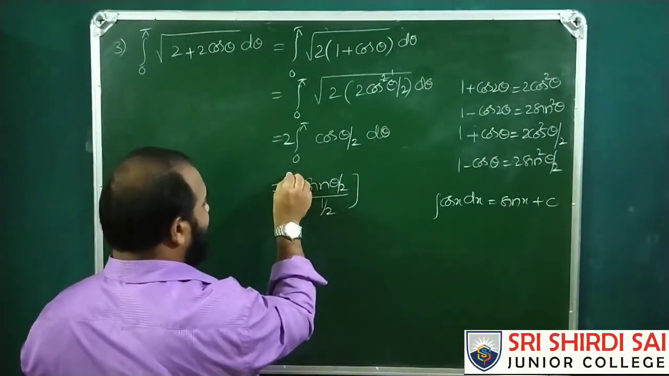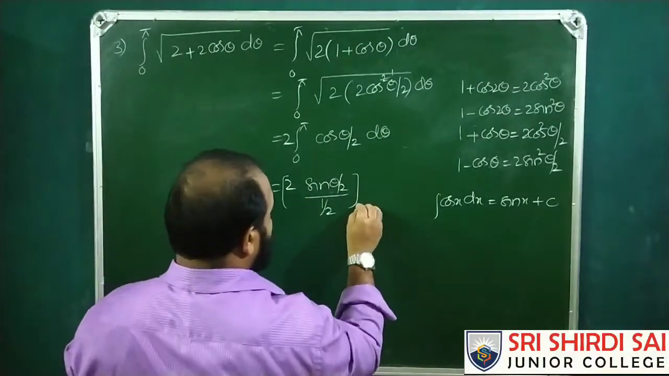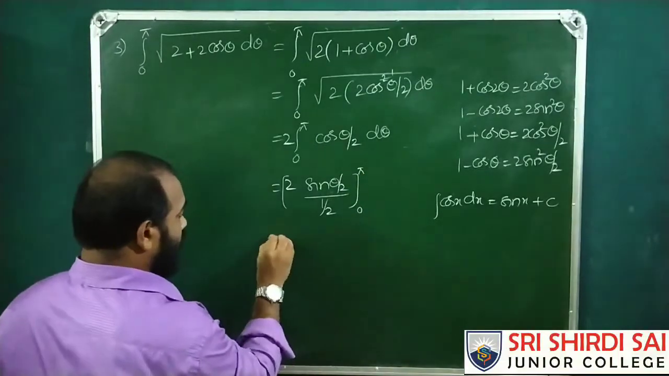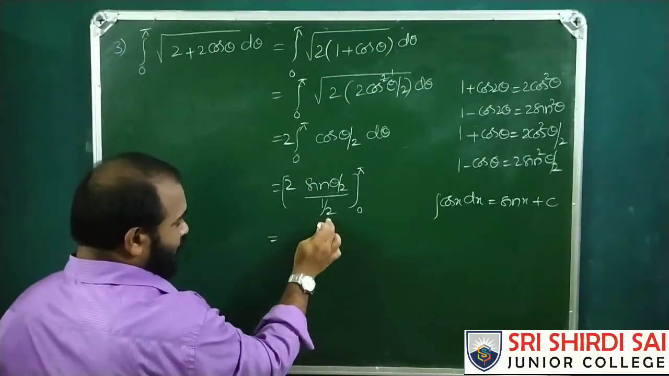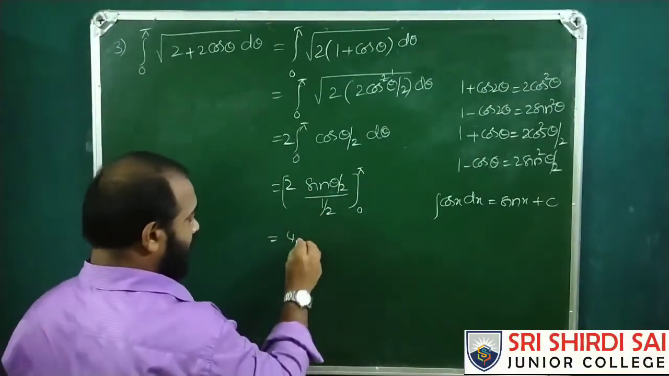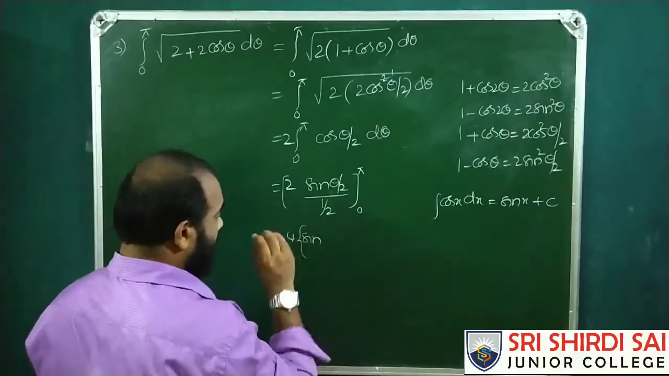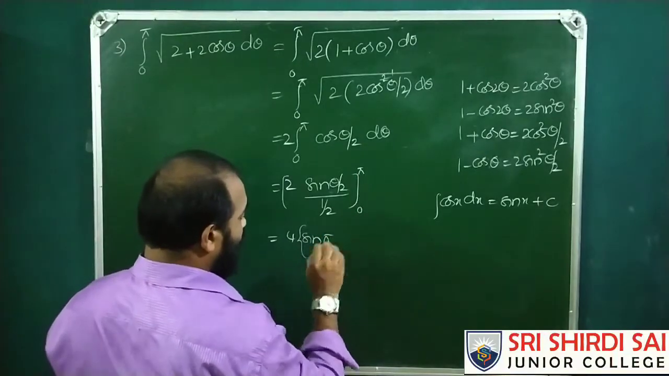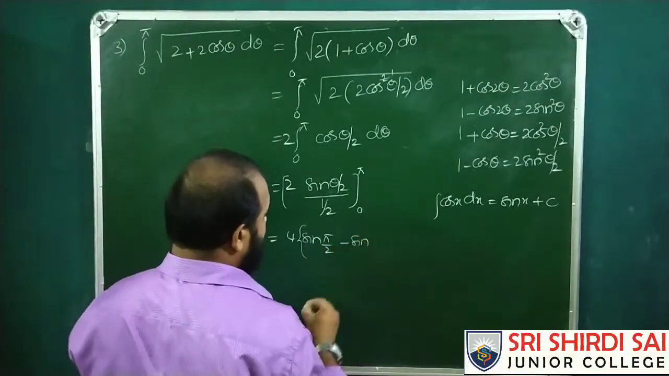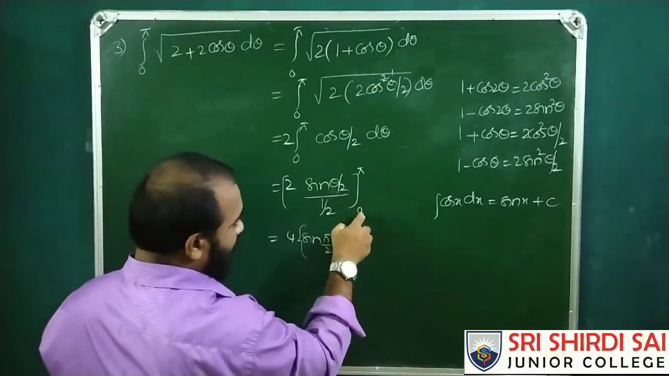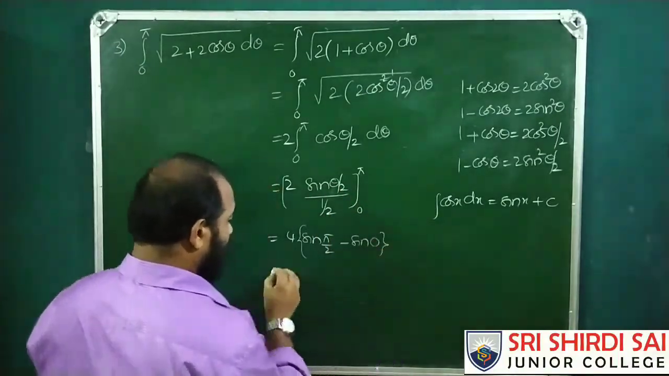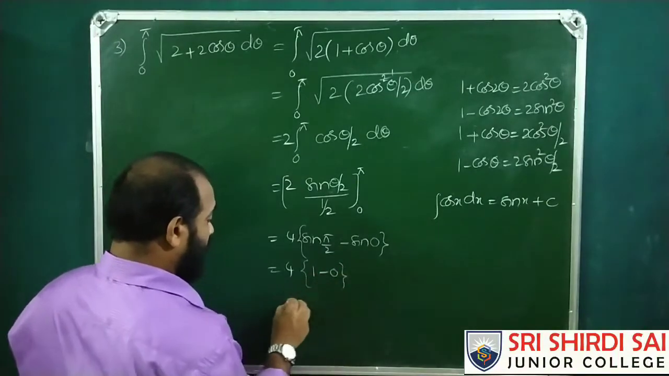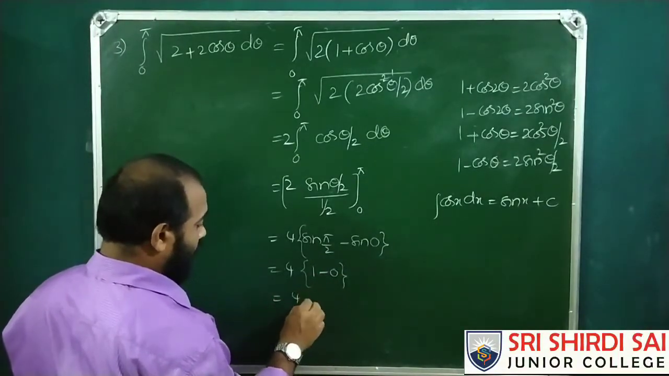As the process of integration is over, as usual we need to apply the limits 0 to pi by 2 here. So 1 by 1 by 2 is 2, and 2 twos are 4 sin. In the place of theta substitute the upper limit pi by 2, minus sin with the lower limit 0 by 2, which is 0. So 4 sin 90, whose value is 1, minus 0. So 4 ones are 4.